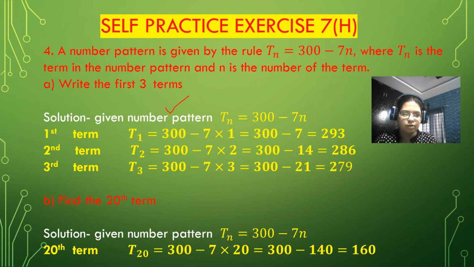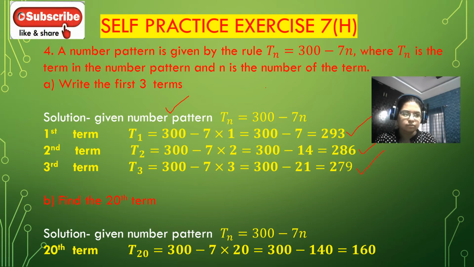So the first term, when n equal to 1, T1 will be 300 minus 7 multiplied by 1. 300 minus 7 is 293. Second term, when n equal to 2, T2 will be 300 minus 7 multiplied by 2, 300 minus 14 equal to 286. Third term, when n equal to 3, T3 will be 300 minus 7 multiplied by 3, 300 minus 21 will be 279. These are the first three terms of the number pattern Tn equal to 300 minus 7n.